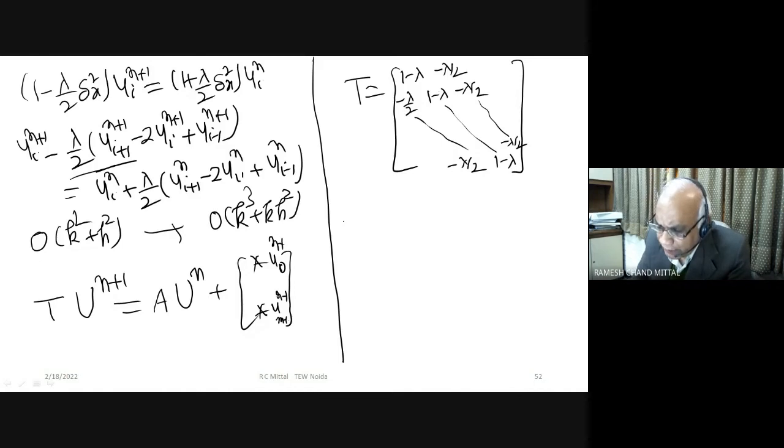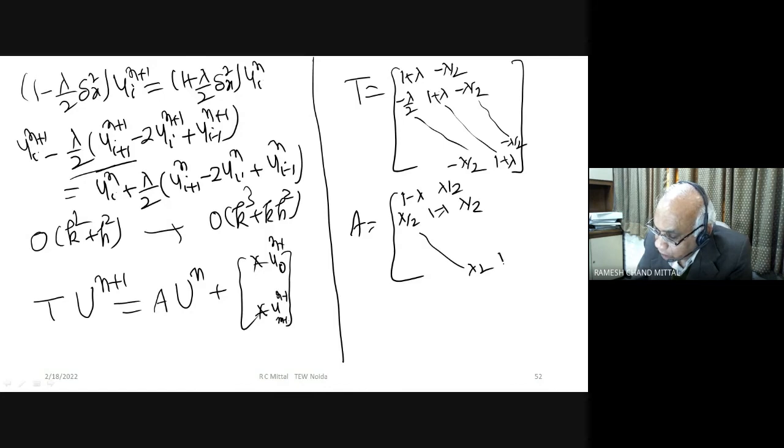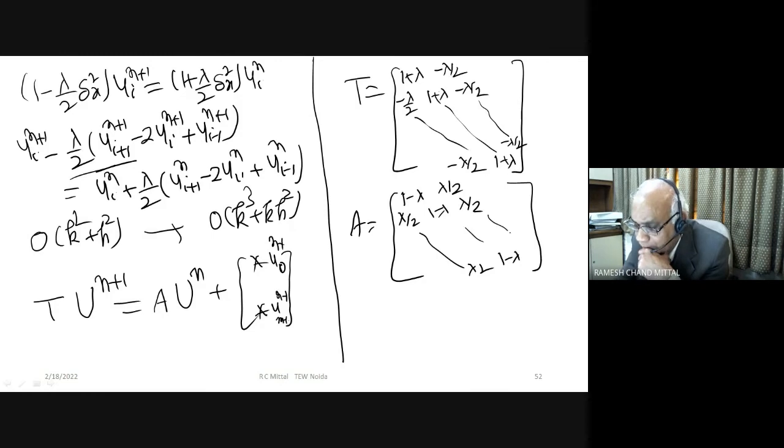And similarly, my A would be something like this. This is plus, minus minus becomes plus. So 1 minus lambda, plus lambda by 2, plus lambda by 2, 1 minus lambda, lambda by 2, and lambda by 2, 1 minus lambda, and so on. So you have this tridiagonal system. So the Thomas algorithm will work here, and you can get the solution.